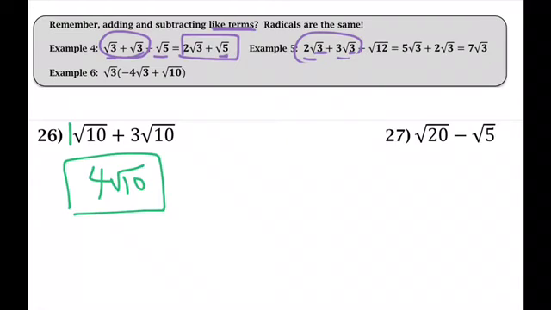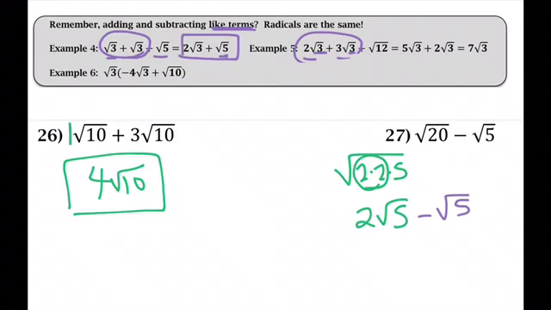So 27, you look at that one, square root of 20 minus square root of 5, those radicands are not the same. So you might say, oh, well, you can't do anything and we're done. But actually, the square root of 20 can be simplified. So square root of 20 is 4 times 5, and so I can simplify that. So it's 2 square root of 5. That's the square root of 20. And then minus the square root of 5. So if I've got 2 square roots of 5 minus 1 square root of 5, I have square root of 5.